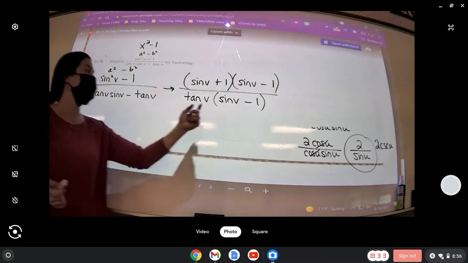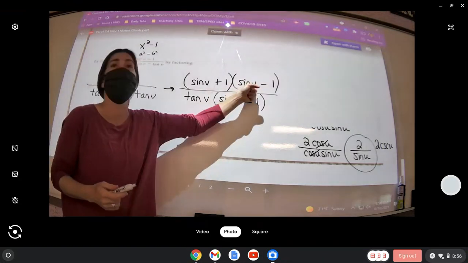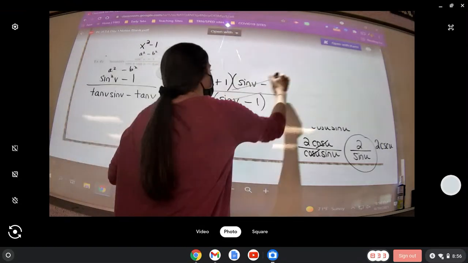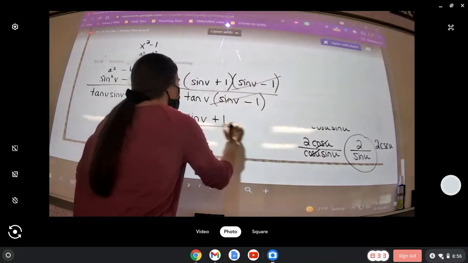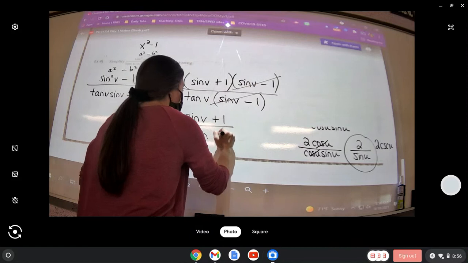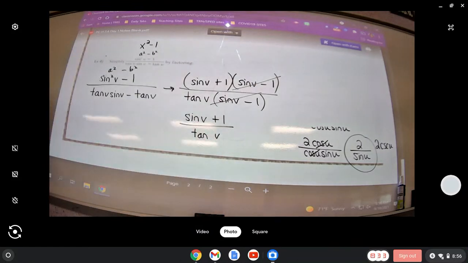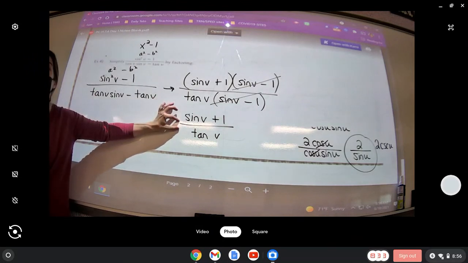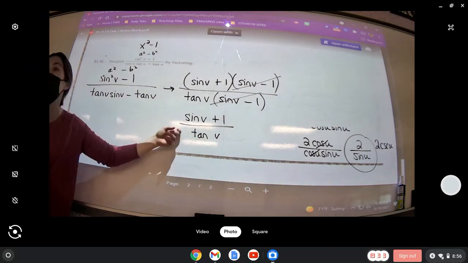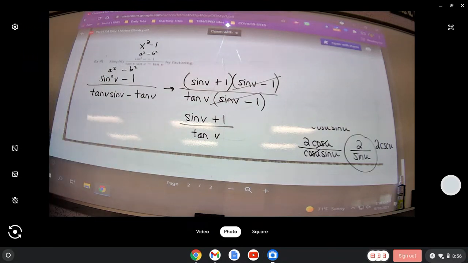And now what happens to a sine v minus 1 and a sine v minus 1? They cancel. And you're left with sine v plus 1 divided by tangent v. Now again, would you rather plug angles into this expression, or would you rather plug angles into this simplified equivalent expression? I'd rather work with this one. And they let you stop here.